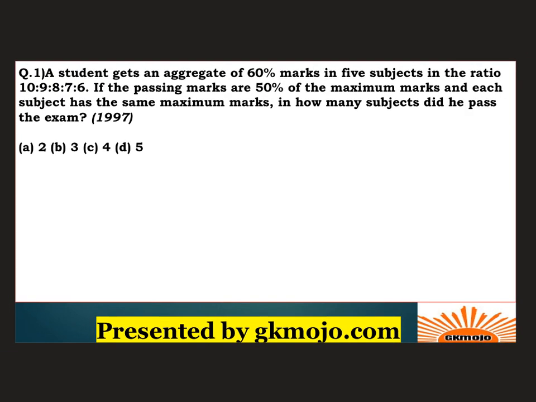A student gets an aggregate of 60% marks in 5 subjects in the ratio 10 is to 9 is to 8 is to 7 is to 6. If the passing marks are 50% of the maximum marks and each subject has the same maximum marks, in how many subjects did he pass the exam?